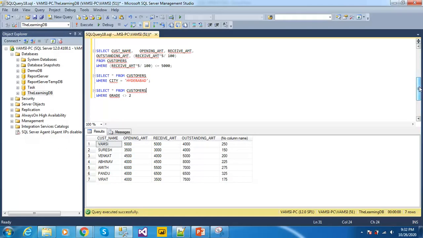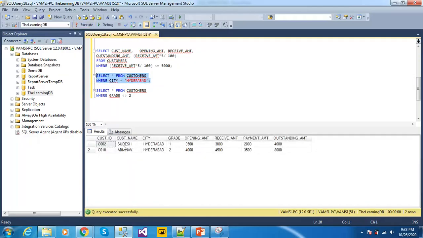Now let us see how equal to works in SQL. I have a table called customers and I have written select star from customers where city is equal to Hyderabad. I want the output where the city name is equal to Hyderabad from the table customers. Let us execute this query. I have two rows where the city is equal to Hyderabad.